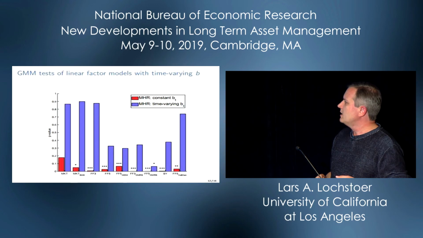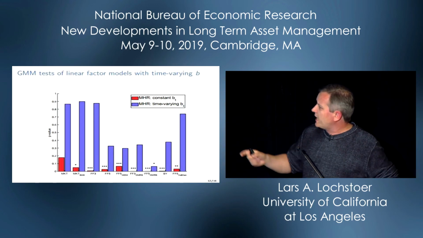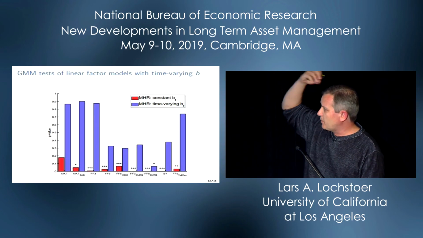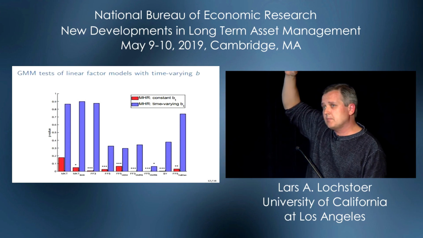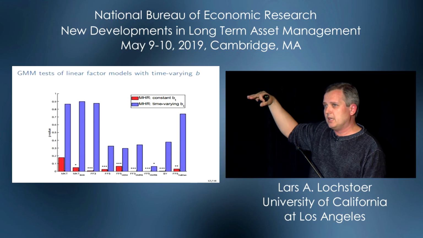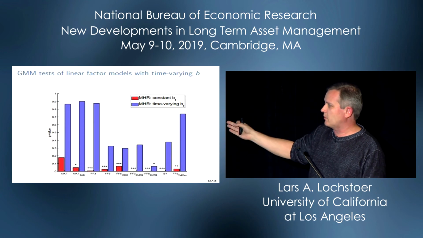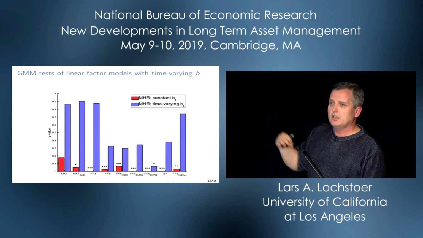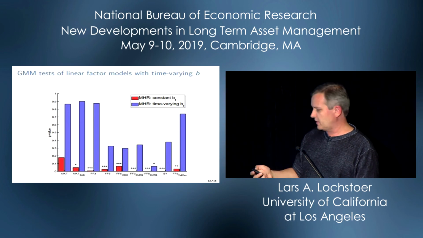Okay. So the first thing that happens if you do that, the red bars are now p-values again for the constant B case, and the blue bars are the p-values for the time-varying B. The point you should take away from this is that, generally speaking, we do not reject anymore with our new specification.